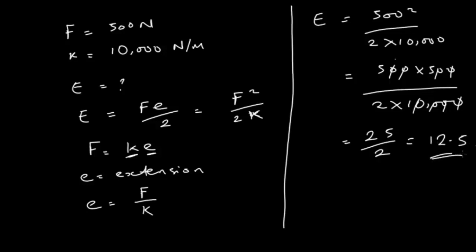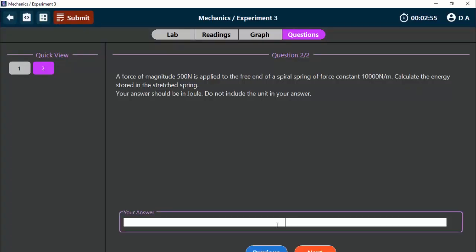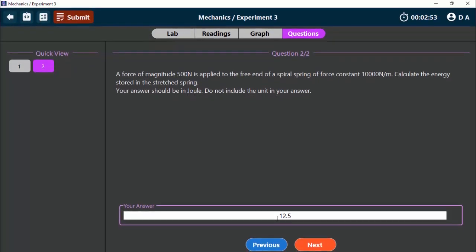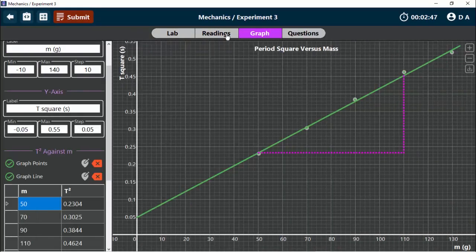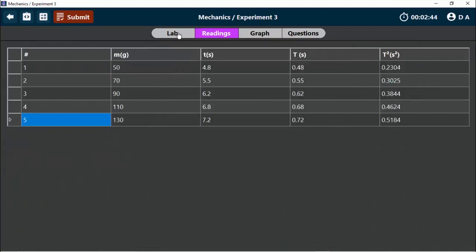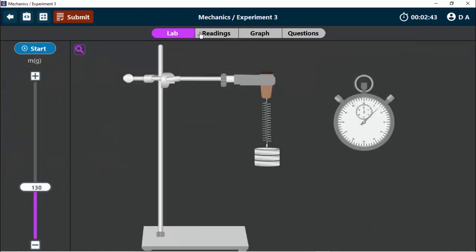So the answer to that question is 12. So let's type the answer. So the answer to this question is 12.5. So now we've answered the questions, we've done the plotting, we've taken our reading, we've got the lab session done.